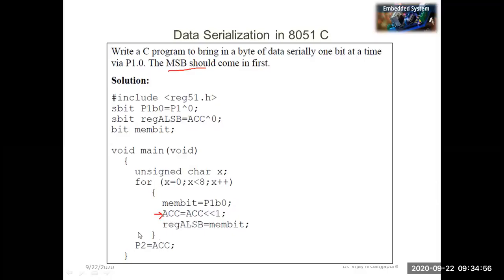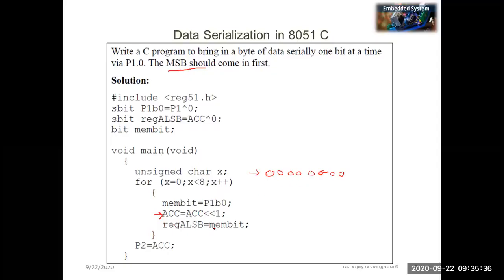Then suppose the accumulator initially contains 0, that is, 0 0 0 0 0 0 0 0. Then we are shifting the accumulator towards left by one position, so there will be no effect on this data initially. When the first time this statement executes, there is no effect.